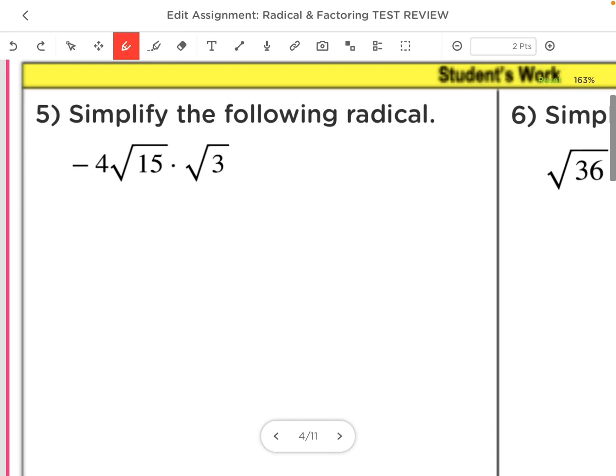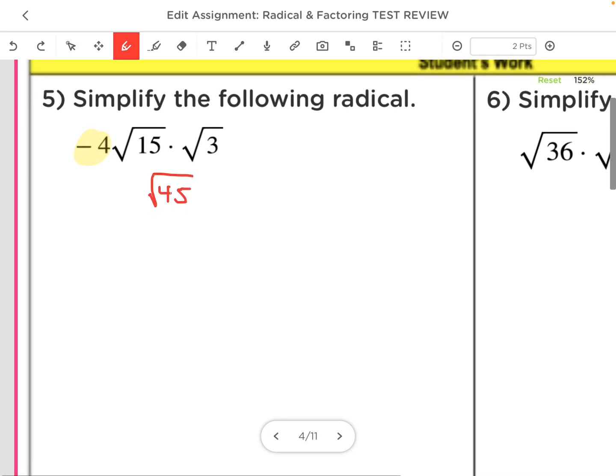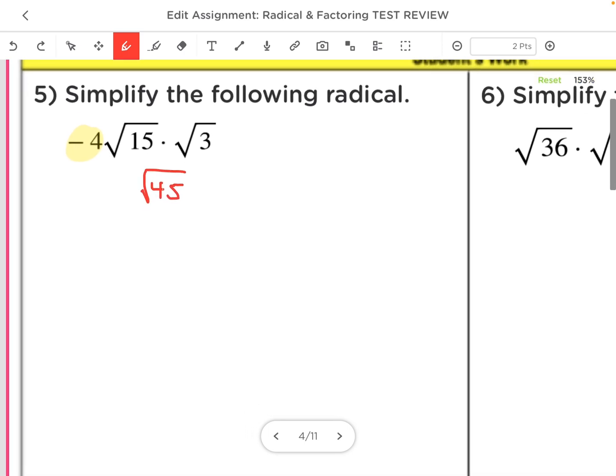So there are many ways we could start this problem, but again, anything on the outside, that -4, I will leave for the end. And because these are both underneath the radical, I can multiply them first and make that the square root of 45. Now, if I do that, I now want to make a factor tree for 45.